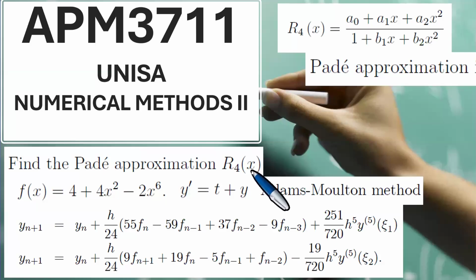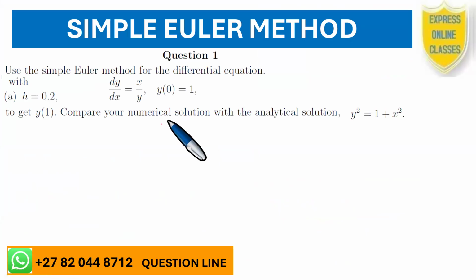In this lesson, we shall focus on applied mathematics, APM 3711. We shall be looking at numerical methods 2, applications of the methods to a wide range of problems. We need to first recap on the following method, which is at the heart of all the operations: the notion of what we call the Euler method, the simple Euler.